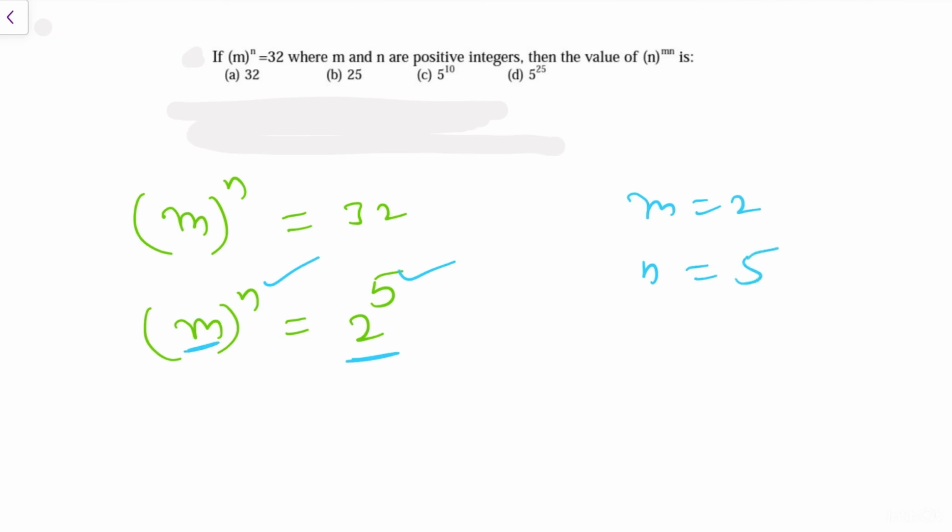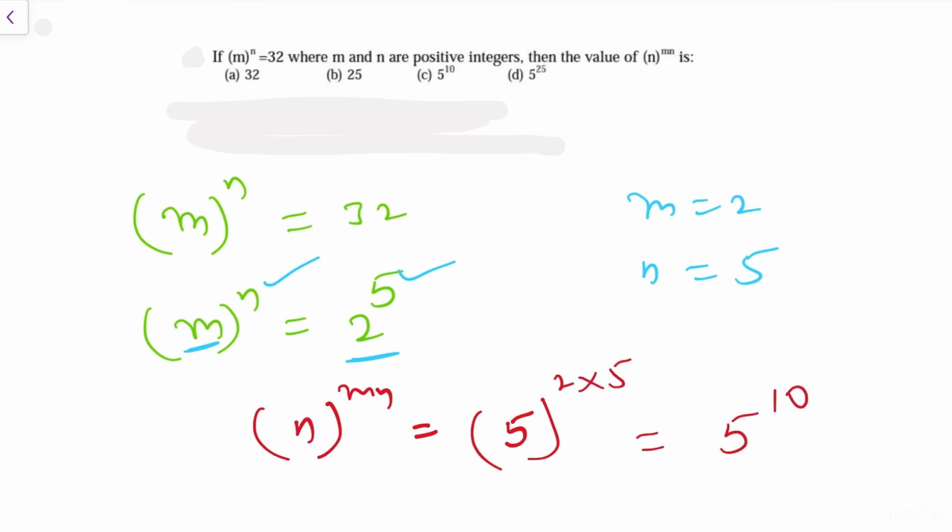Now he is asking the value of n power mn. So here n is 5 power, m is 2 into n is 5 again. So 5 power 2 into 5 is 10. So our answer is 5 power 10. That is option C.